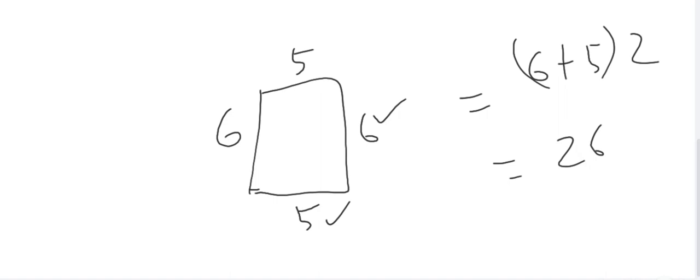Now, how are we going to find out the area of the rectangle? We're just going to multiply 5 into 6, and I'll get 30 centimeters square, for example. And the perimeter must be 26 centimeters. Now this is area and perimeter, but how about the volume? Volume only applies to 3D shapes.